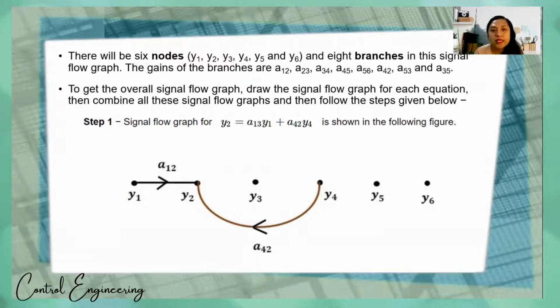This is step 1. The signal flow graph for Y sub 2 is equal to A sub 12 Y sub 1 plus A sub 42 Y sub 4. This is the figure. Here is our Y sub 1 and Y sub 2. So Y sub 2 is equal to A sub 12 Y sub 1 plus A sub 42 Y sub 4.